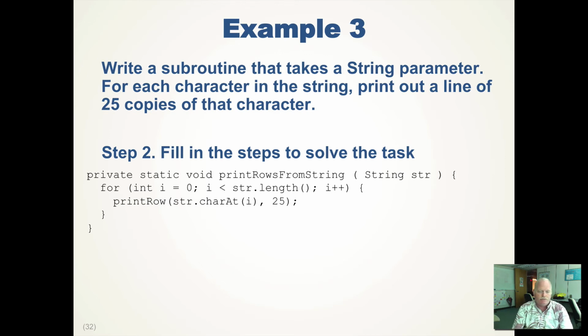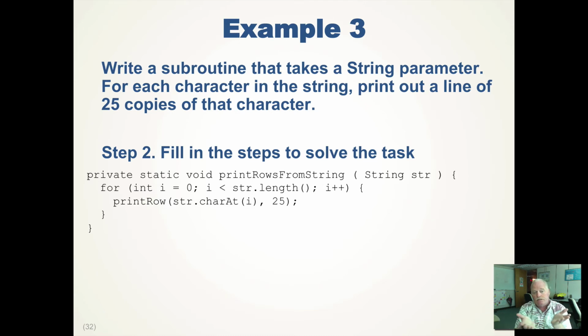And how many times were we supposed to print that character? It says 25, so we pass in the 25. So this will loop over the string and print out each character in the string 25 times. The print row will put a new line, so we'll have each character 25 times down to the end, and we have solved the problem. So that's an example of writing a subroutine that uses another subroutine we've already written to help solve the problem.